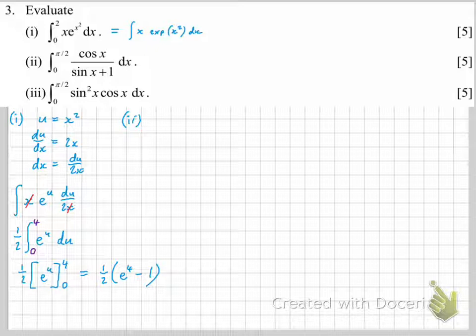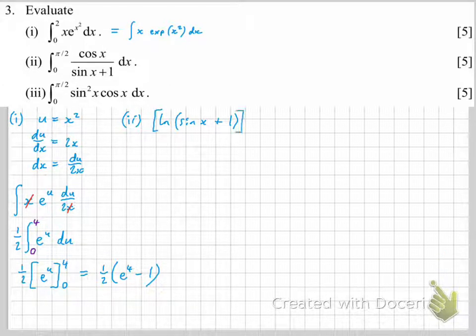What do we do when it's a fraction? We ask ourselves the question, is the numerator the derivative of the denominator? Yes, it is. It's a perfect ln integral. So the answer is just ln of the denominator. Do we need absolute value brackets? Well, sine x is between minus 1 and 1. Well, sine x plus 1 is between 0 and 2, so it can never be negative, so again we don't need the absolute value brackets.